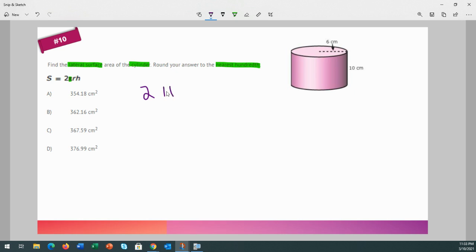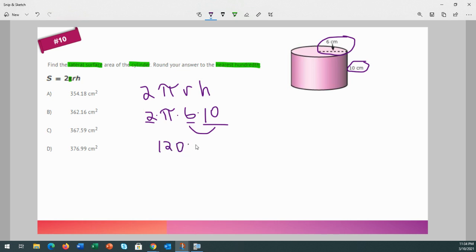So 2 times pi times the radius times the height. Well, looky here. We have a radius and we have a height. We have everything we need. So 2 times pi. Don't know how I'm going to deal with pi yet, so I'm just going to leave the symbol in there. The radius is 6, so times 6 times the height, which is 10. Okay, I'm at least going to multiply the numbers. So 2 times 6 times 10. Well, 6 times 10 is 60, and then 60 times 2 is 120. So I can get this narrowed all the way down to 120 times pi.